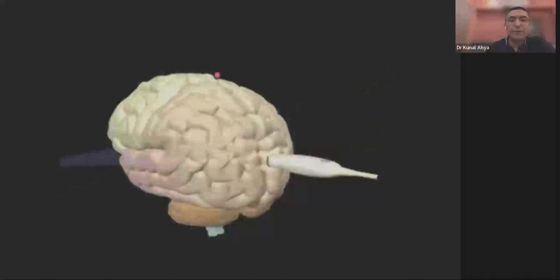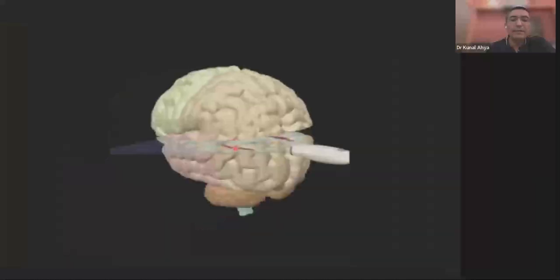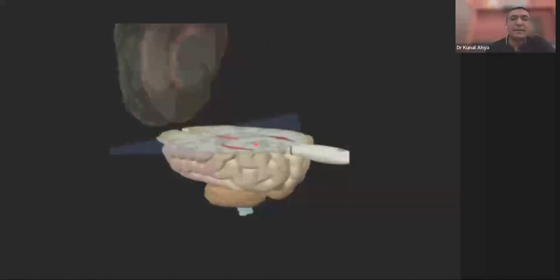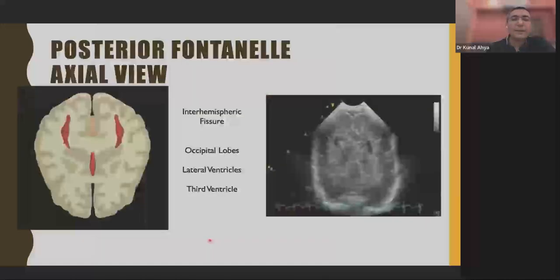See here the probe. What actually is happening is on the brain, and this part of the area is what we will be seeing. So when it cuts open, these are the structures which will be seen. So this part is seen on the screen above, because it is nearer to the probe, and these are the distal most part. Okay, so this would be where we are keeping our probe, on the posterior side. So this will be our occipital horn and this will be our frontal horn. Okay, so what we are seeing here is again the interhemispheric fissure. Then we are seeing our occipital lobe. Then this is our lateral ventricle. And below is our third ventricle.